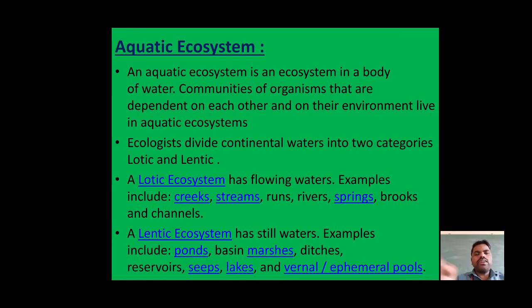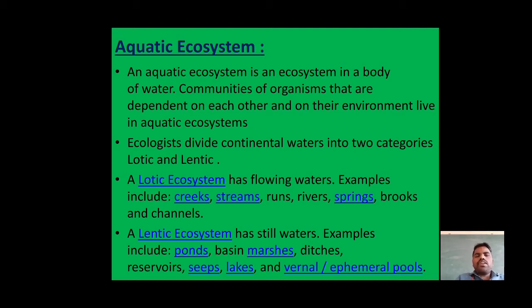Now come to the lotic and lentic ecosystems. What is the meaning of lotic ecosystem? A lotic ecosystem has flowing water, meaning running water. Examples of lotic ecosystems include rivers and canals. You can remember this easily: rivers and canals, where the water is in a running state. Some other examples are creeks, streams, runs, and brooks. These are all examples of lotic ecosystems.